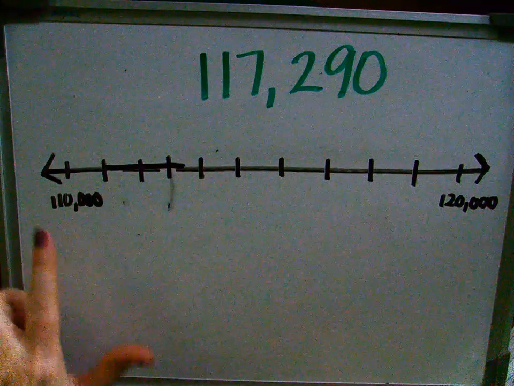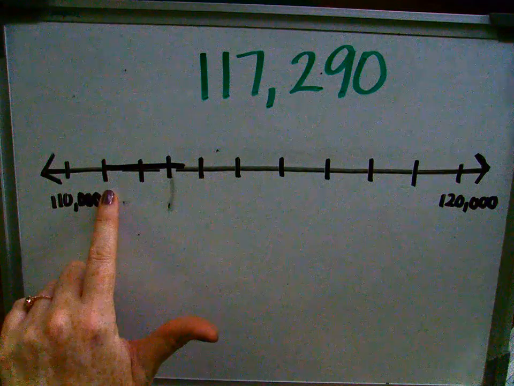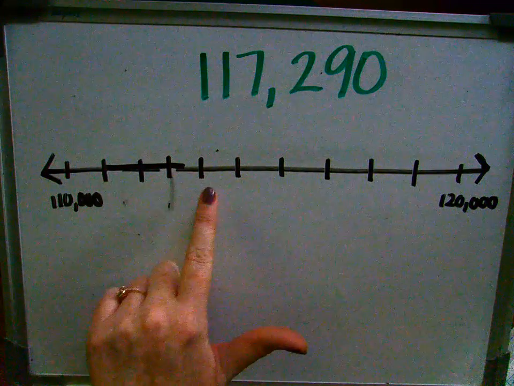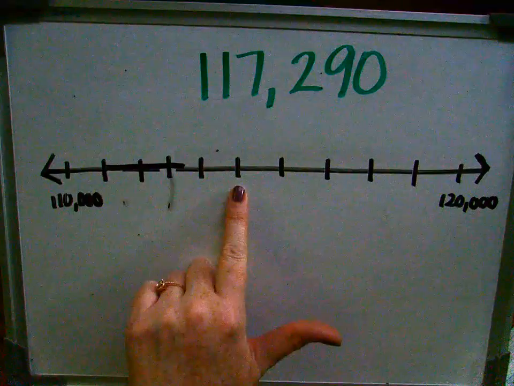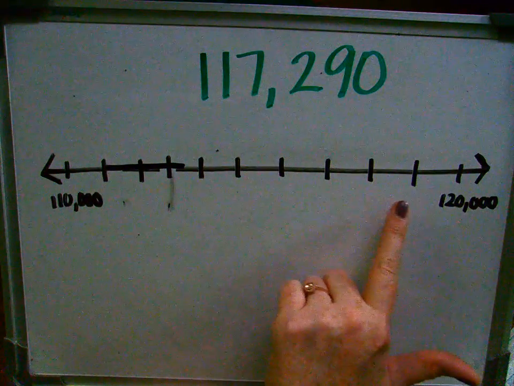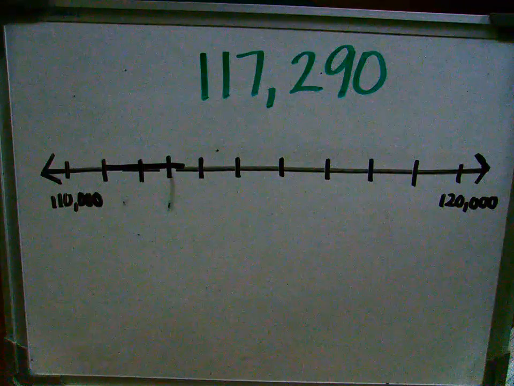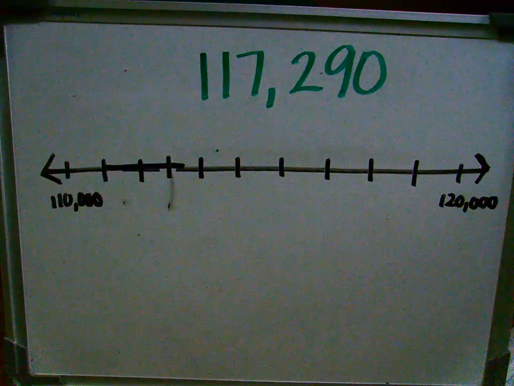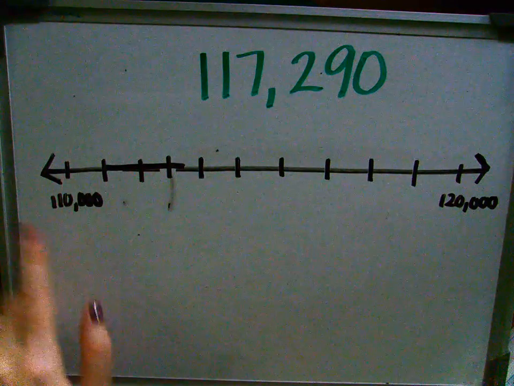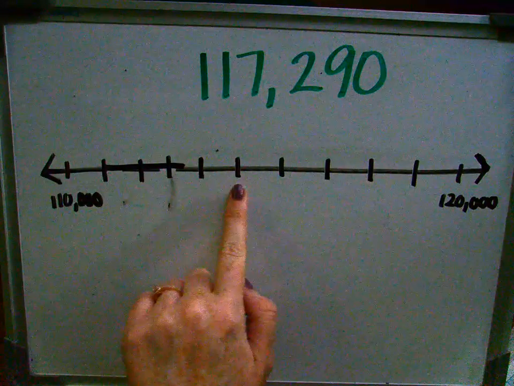Now I want to show you something. When this line represents 110,000, this line represents 111, 112, 113, 114, 115, 116, 117,000, 118, and 119, and then 120,000. So before you do anything else, I want to show you how there's a halfway point in all of our number lines. So this is 110, 111, 112, 113, 114, 115.